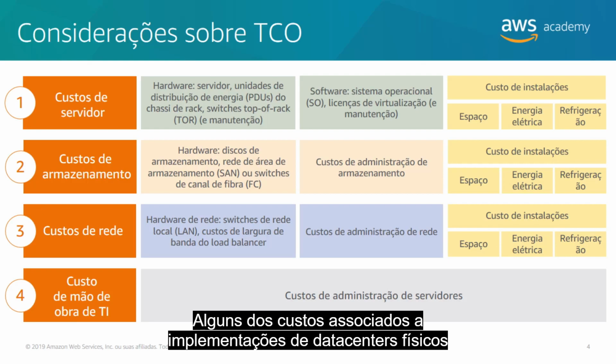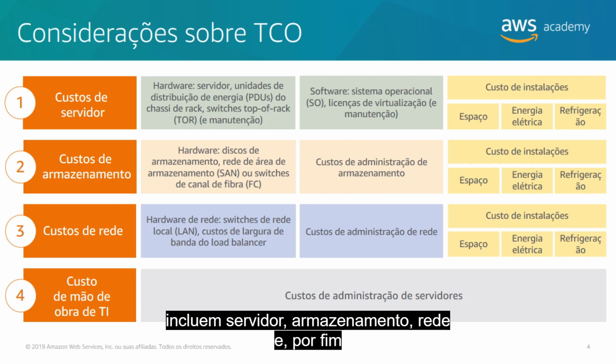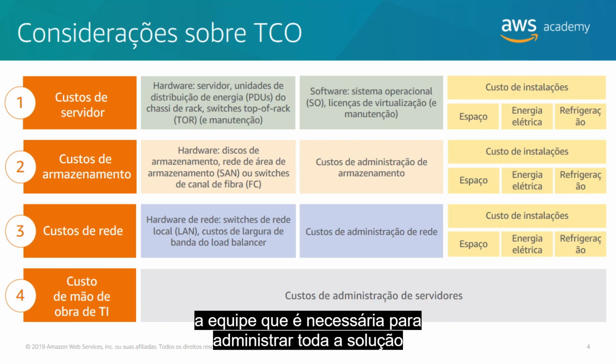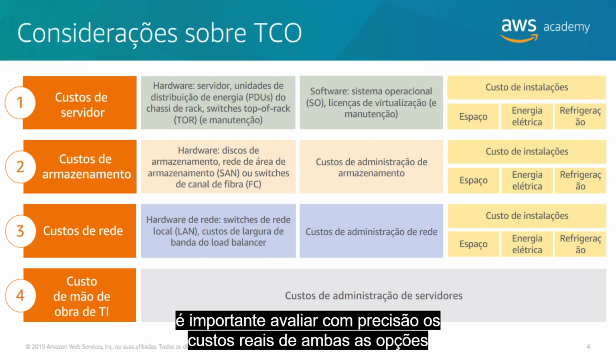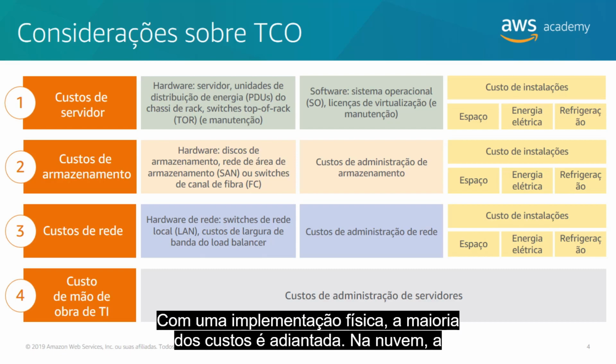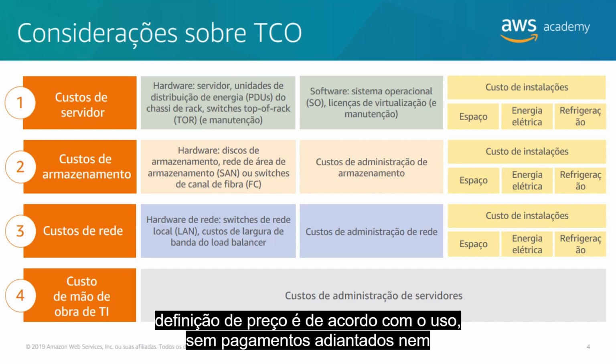Some of the costs that are associated with physical data center implementations include server, storage, network, and finally, the staff that is required to administer the entire solution. When you compare a physical solution to a cloud solution, it is important to accurately assess the true costs of both options. With a physical implementation, most costs are upfront. In the cloud, pricing is pay as you go, no upfront payments, and no long-term commitments required.